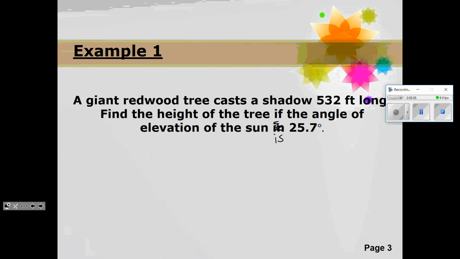And so I want you to label, and we don't know the height of the tree, so what will we do? We will give it a variable. Like, let's give it x. Okay, so label the height of the tree x, and see if you can label your angle correctly. So let me give you about a minute, and I want you to draw a picture.